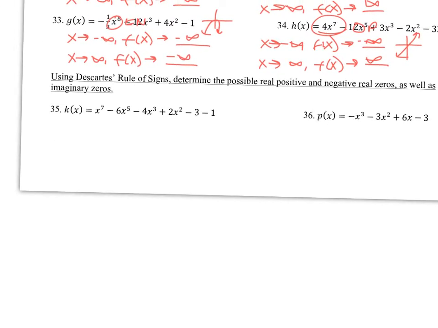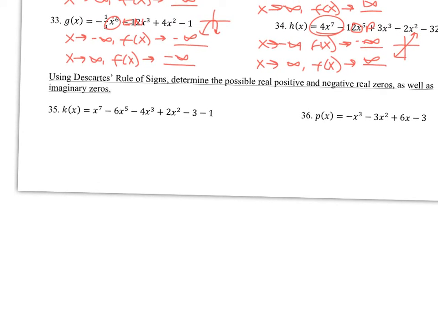If I look at these next ones, it says use Descartes' rule of signs to determine the real positive, negative, as well as the imaginary. So I'm going to write positive, negative, imaginary. For the positives, looking at my first term, the sign changes. Second to third stays the same. Third to fourth, it changes. Fourth to fifth, it changes. Fifth to sixth, it stays the same. So I have 3 positive potential real solutions.